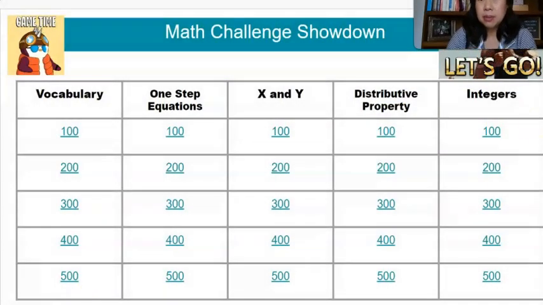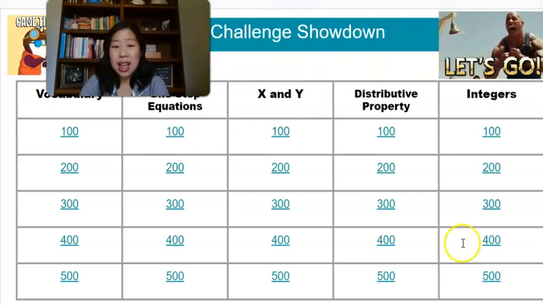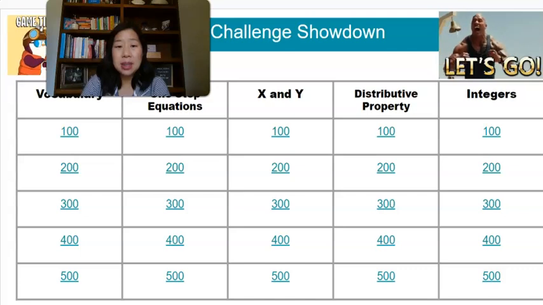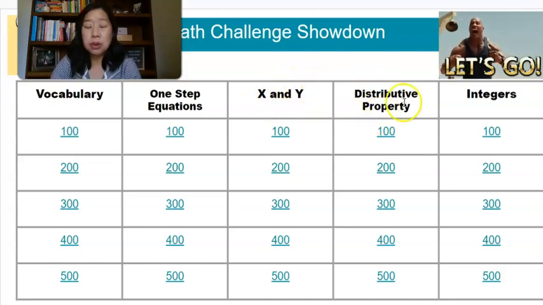So I'm going to share my screen with you so you can see exactly what my Jeopardy board looks like. Okay, so you can see here that this is what I call my math challenge showdown. It is set up just like Jeopardy. This is just a simple template that I use. Right now, these are the categories that I just put in for fun: vocabulary, one-step equations, X and Y, distributive property, and integers. But I haven't connected any questions to it.